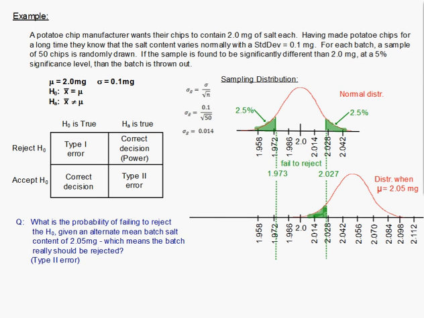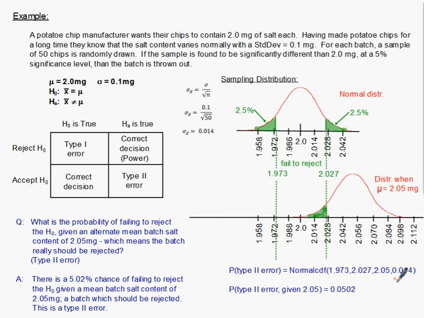Which is going to be that area, which of course we can find using our normal CDF. All right, we plug in the lower bound and upper bound. Of course, it goes from here to here. That's where we're going to fail to reject what really should be rejected. We use the mean for this alternate distribution, and of course its standard deviation. It turns out to be about 5%.